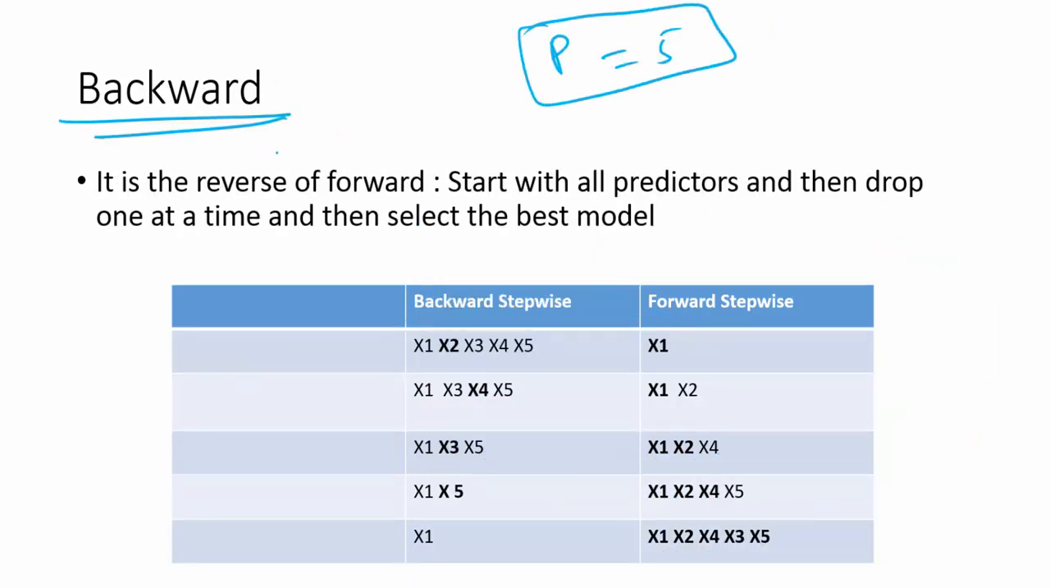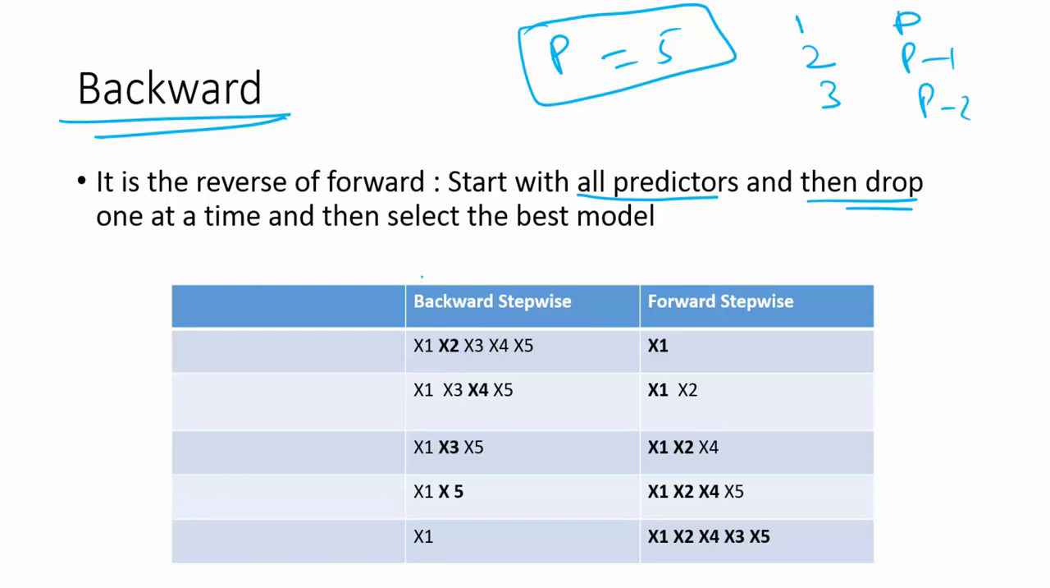So this is one type of variable selection method, backward, which is the reverse of forward. You start with all predictors and then you drop one at a time. In forward we start with one, then you go to a two variable model, three variable model, and so on. It's just the opposite. You start with p number of variables and then p minus 1, p minus 2, and so on.